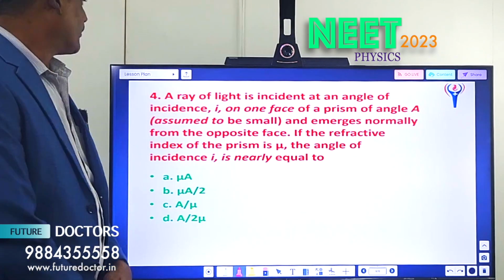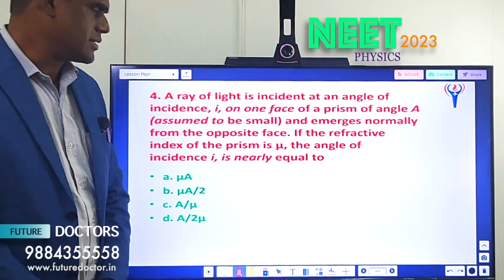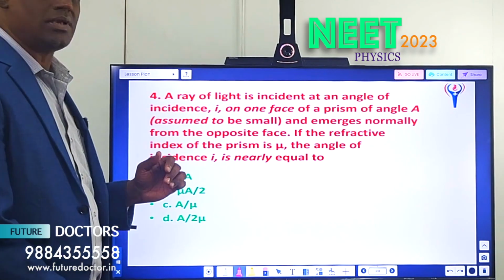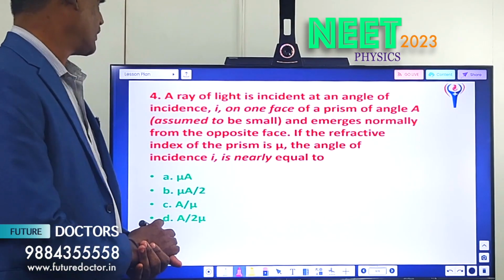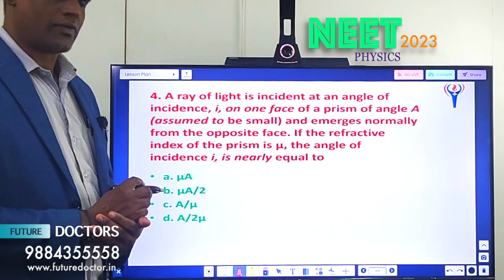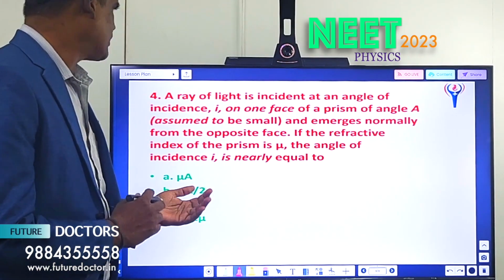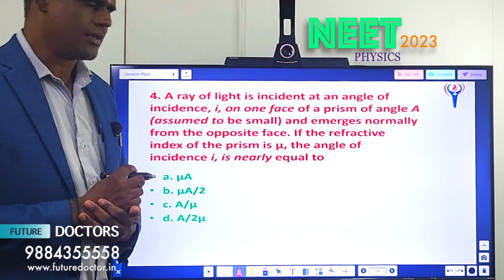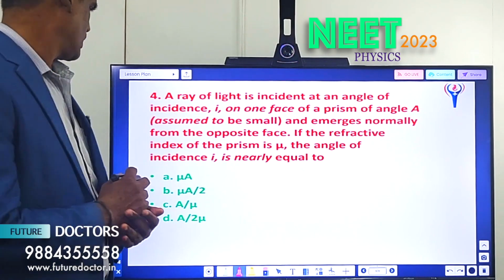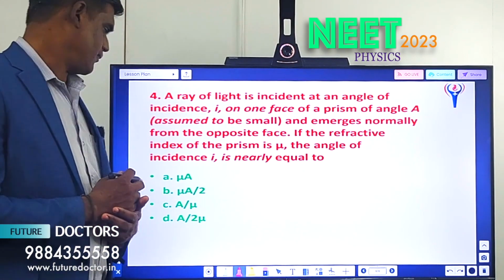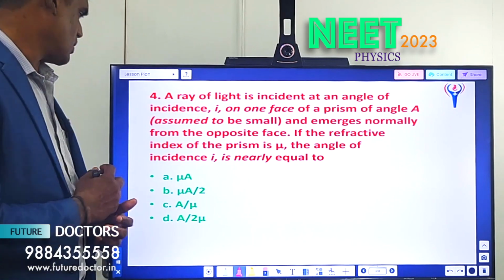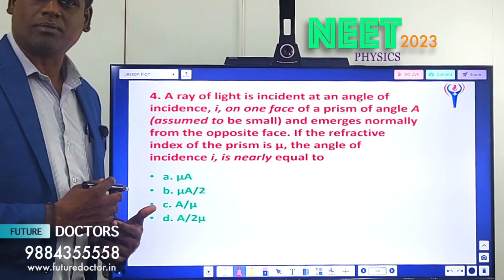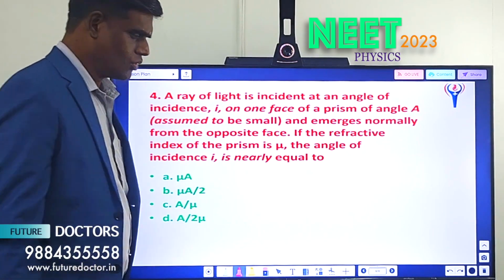A ray of light is incident at an angle of incidence i on one face of a prism of angle A, assumed to be small, and emerges normally from the opposite face. If the refractive index of the prism is mu, then the angle of incidence i is nearly equal to dash. Option A, mu times A. Option B, mu by 2 times A. Option C, 1 by mu times A. Option D, 1 by 2 mu times A. Let's move to question number 5.